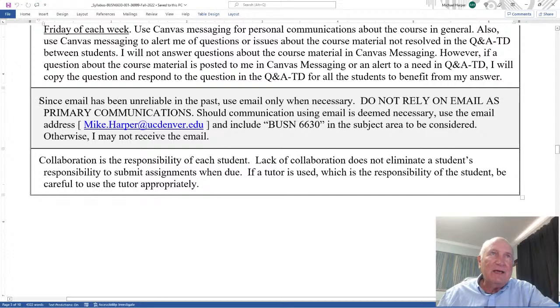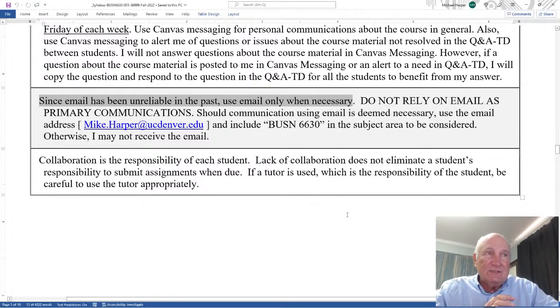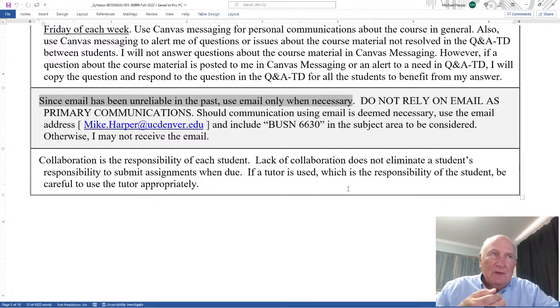Okay, next, since email has been unreliable in the past, use email only when necessary. And I want to emphasize this because this has been a problem. Email is unreliable because I'm Michael Harper. There have been multiple Michael Harpers at UCD, at CU, and UCD. And there have been more than once people email me and it goes to a different Michael Harper. I never see it. And that's a problem. They say, he's not answering my emails. I don't get them.